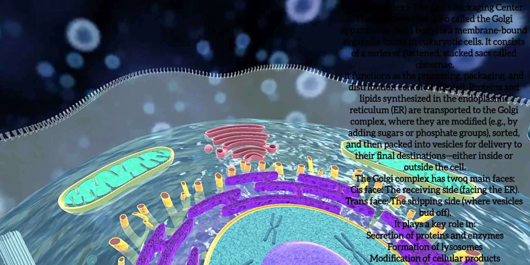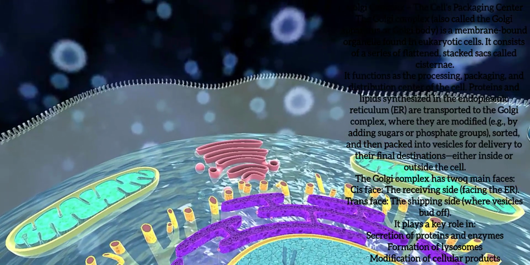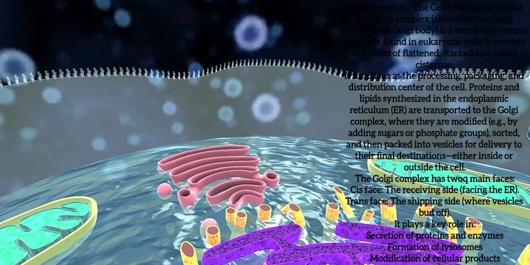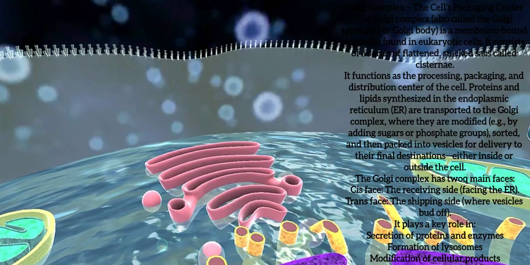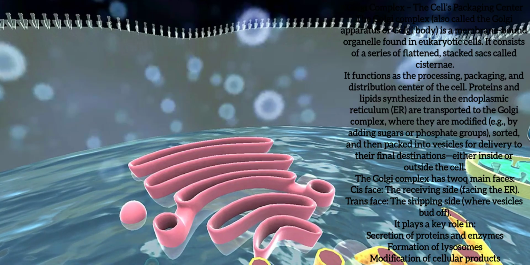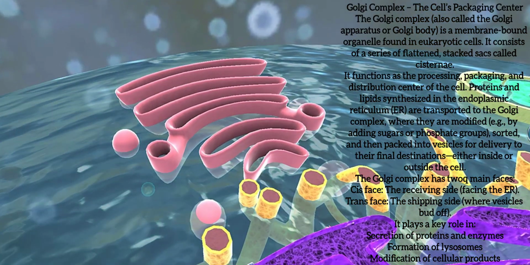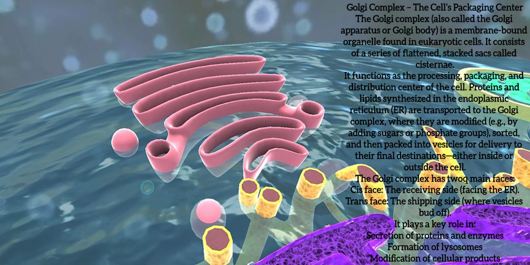Golgi complex, the cell's packaging center. The Golgi complex, also called the Golgi apparatus or Golgi body, is a membrane-bound organelle found in eukaryotic cells. It consists of a series of flattened, stacked sacs called cisternae. It functions as the processing, packaging, and distribution center of the cell.